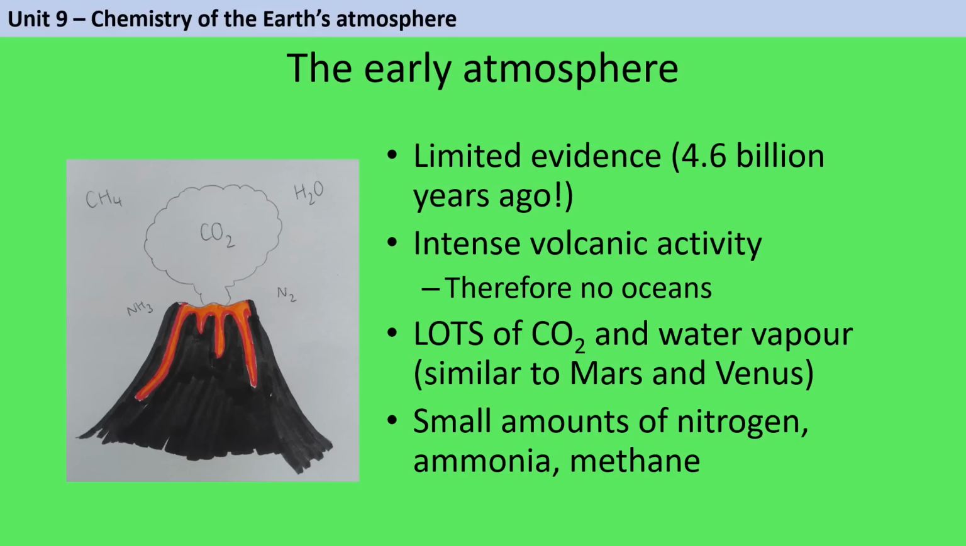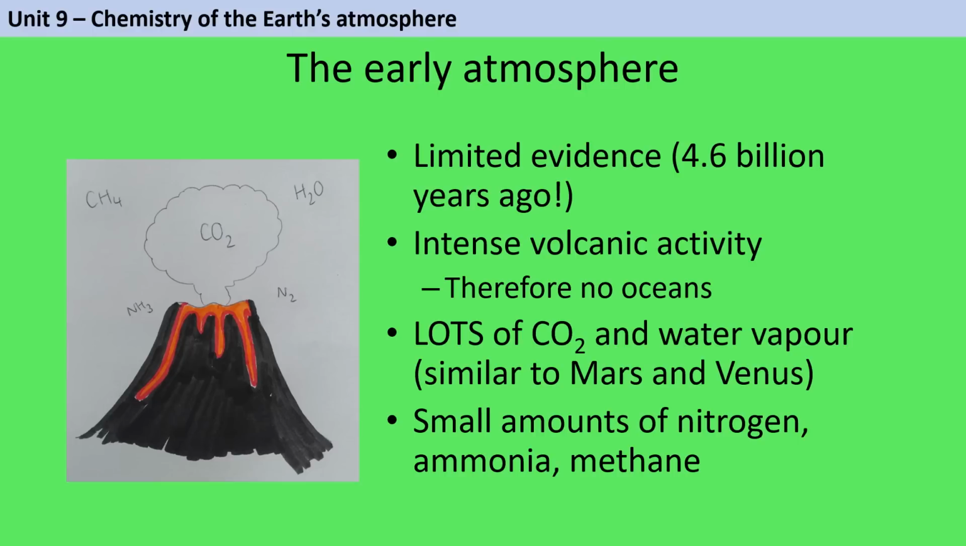Next, we need to think about the Earth's early atmosphere. Earth's atmosphere first formed about 4.6 billion years ago, and that means we can't be exactly certain what happened because there isn't a huge amount of evidence. Now, your keyword here is evidence. We don't want to just be saying, oh, we don't know because nobody was around to see it. That won't get you the mark.